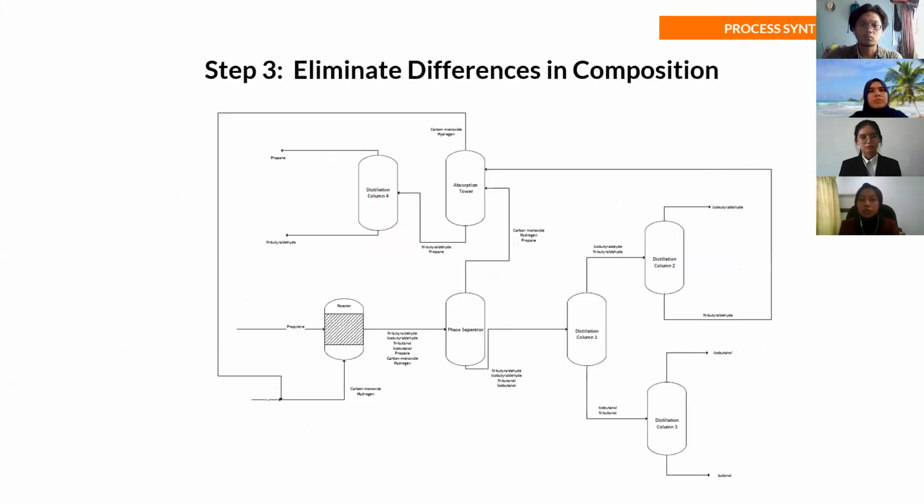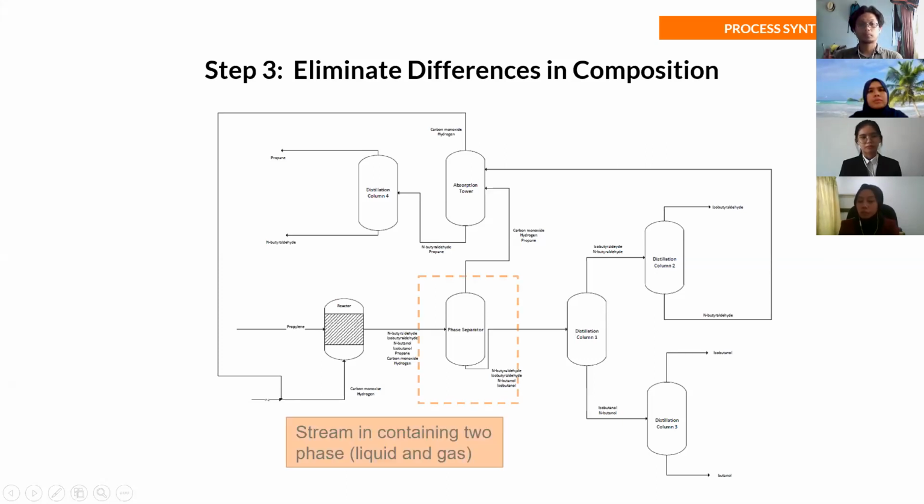So we go to step 3, which is eliminate differences in composition. Here is our PFD with only the reactor and separation units. I will explain the separation units one by one. The first separation unit that we use is a phase separator, because the inlet stream contains 2 phases, liquid and gas. That's why we are using a phase separator.